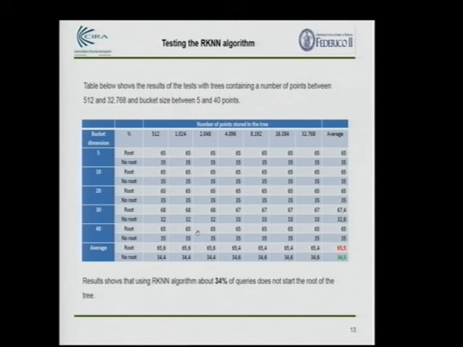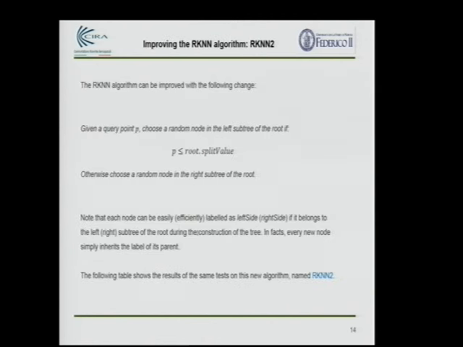This test is not very good, because in about 34 cases we do a good work, and in the other cases it is not good. So we need to improve the algorithm. The improvement is very simple: if the query point is greater than the split value, we go in the right subtree of the root. Otherwise, we go in the left.